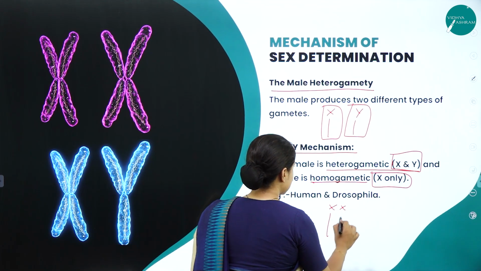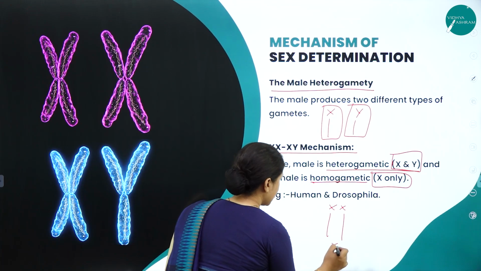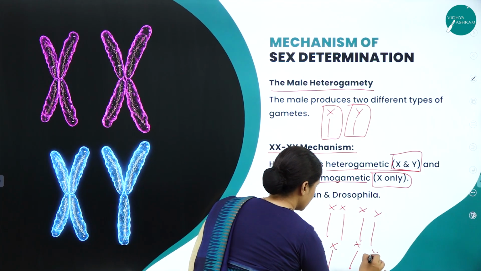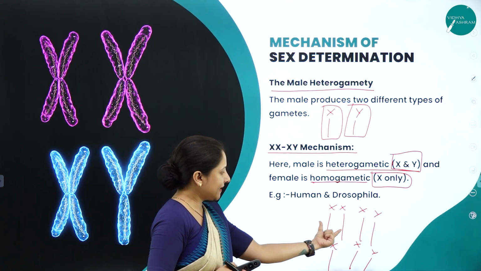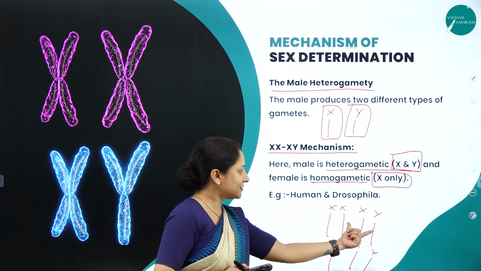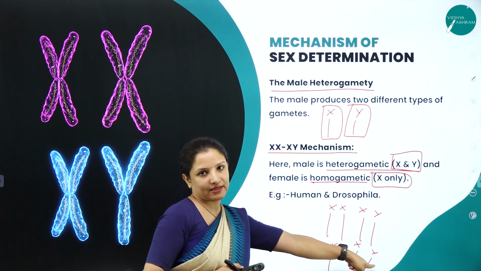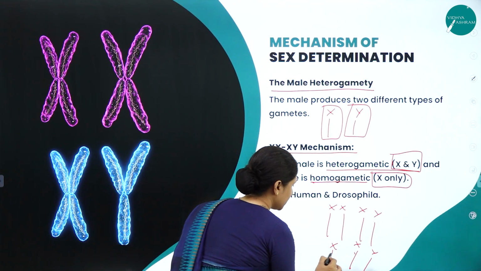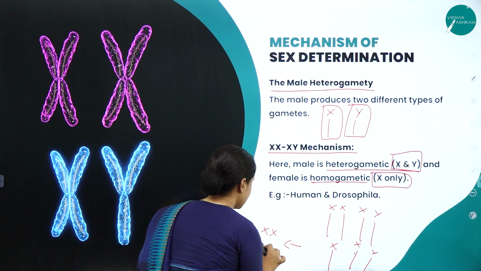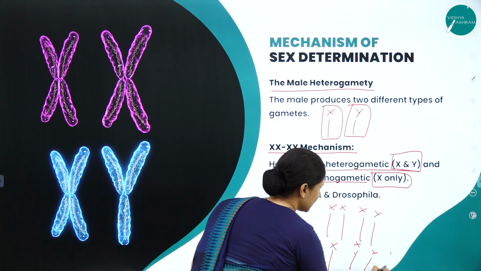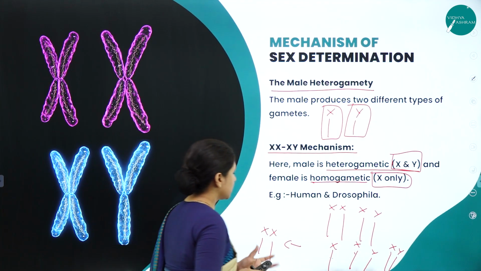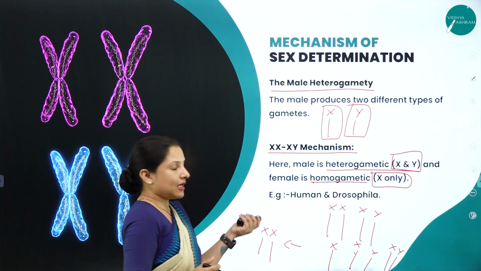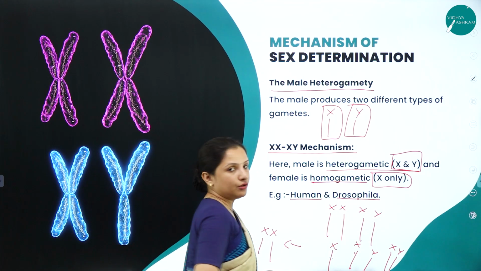So, XX is female, their gamete is only X. XY is male and their gametes are X and Y. Therefore, females are homogametes carrying only X chromosomes. Males are heterogametes carrying an X chromosome as well as a Y chromosome. Now, if this X fuses with this X, then the progeny will have XX chromosomes. If this X fuses with the Y, then the progeny will have XY chromosomes. So, this can be a female fetus, this can be a male fetus. Example, both in humans as well as in Drosophila.